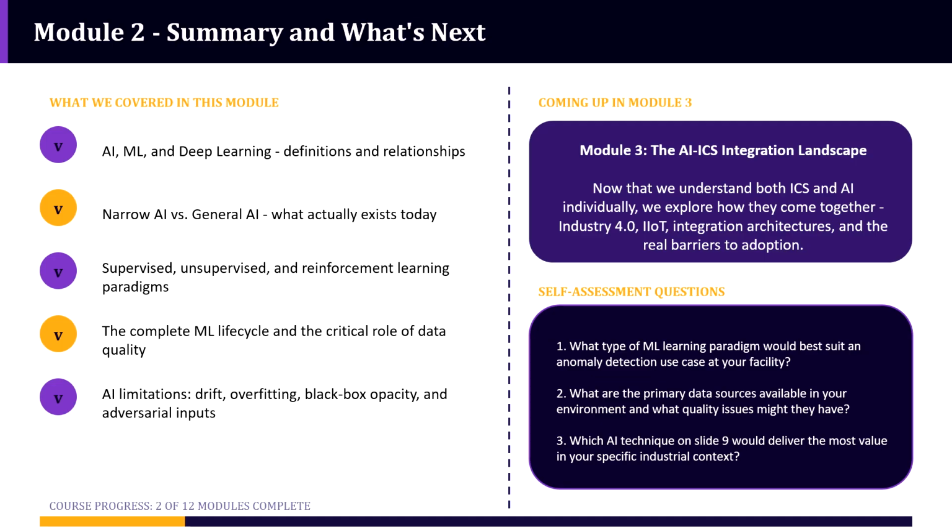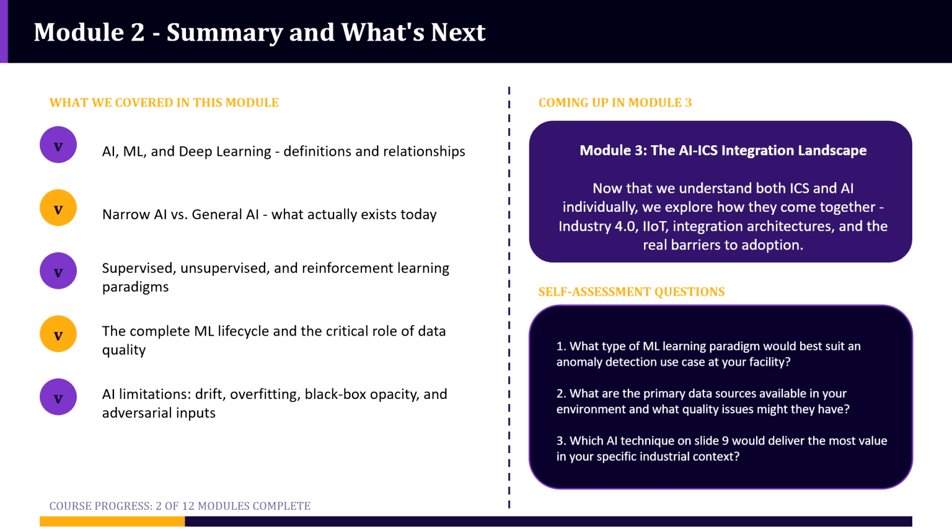Let's consolidate what we've covered. We began by untangling the artificial intelligence terminology landscape, establishing that artificial intelligence is the broad umbrella, machine learning is the subset that learns from data, and deep learning is the subset of machine learning that uses multi-layered neural networks. These distinctions matter when evaluating artificial intelligence products and making architectural decisions. We clarified that all current industrial artificial intelligence is narrow, task-specific and bounded. General artificial intelligence does not exist and is not relevant to any current industrial control system procurement decision.